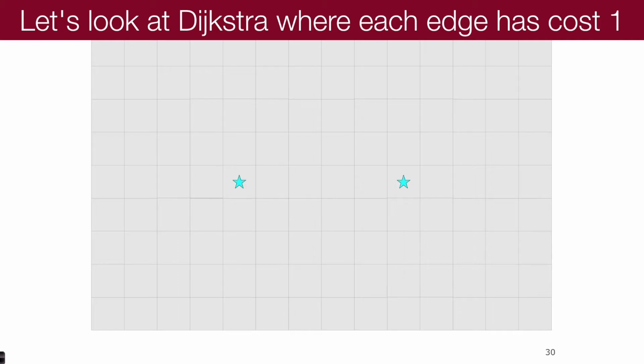Now, let's go back to Dijkstra for a minute. We're going to see it a little more graphically here. We're going to try to get from between these two stars if we only had an edge cost of 1. Now, by the way, that happens to be breadth first search, but it's the same if we consider it a Dijkstra. So let's see what happens here if we know that the edge cost is 1.